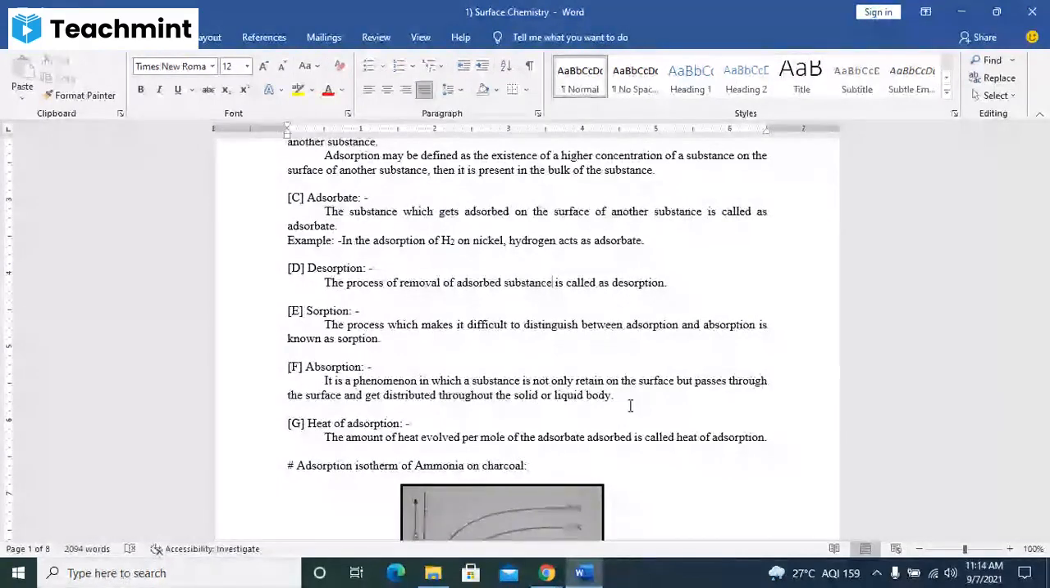Okay, heat of absorption, the amount of the heat evolved per mole of the adsorbate adsorbed is called heat of absorption. ये ध्यान में रखना है. It is a very simple definition, MCQs के लिए आती है.